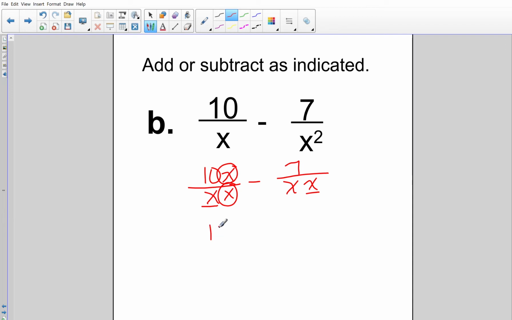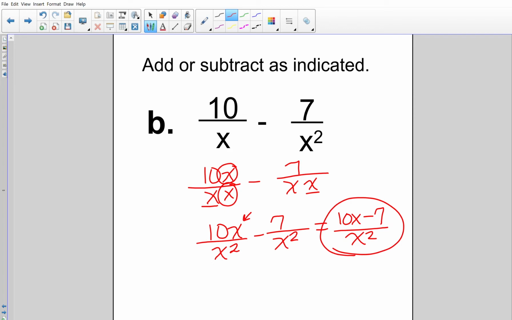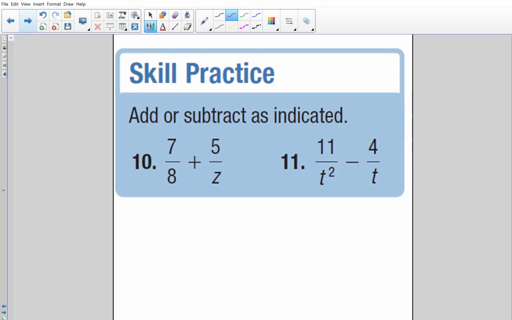So I now have 10x over x squared minus 7 over x squared. So we want to take it back to that simplified variable. So again, not like terms. This has an x, this does not. So I have 10x minus 7 all over x squared. Okay? So if you want to pause and try these two and see how you do, and then come back and check them, that'd be a great idea.